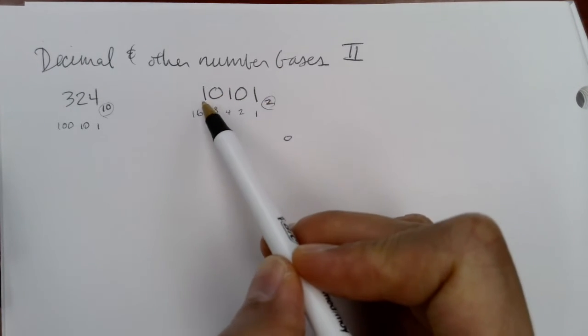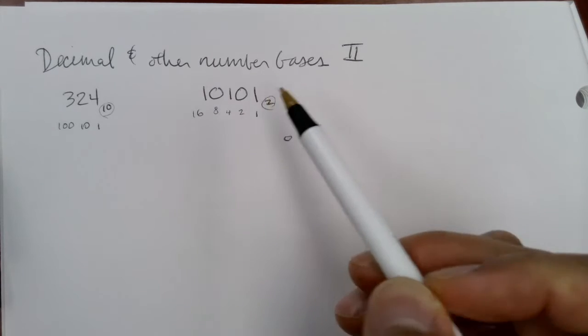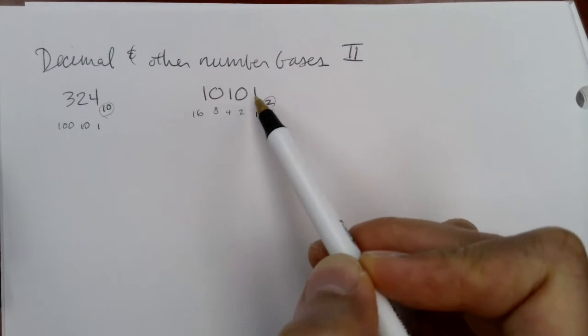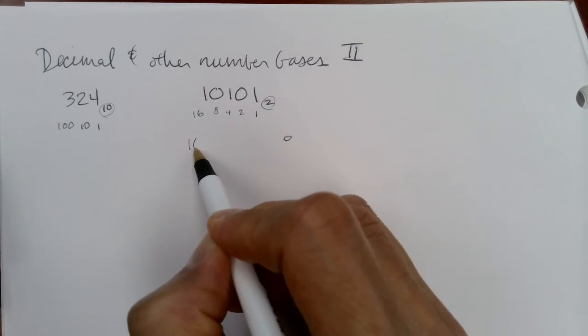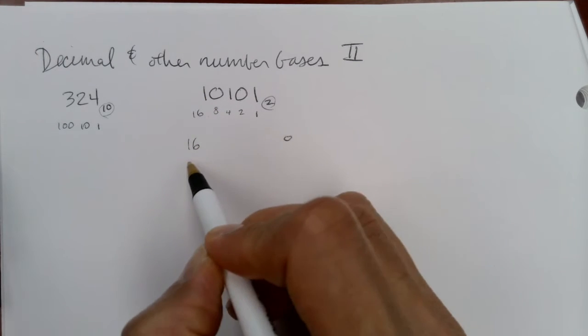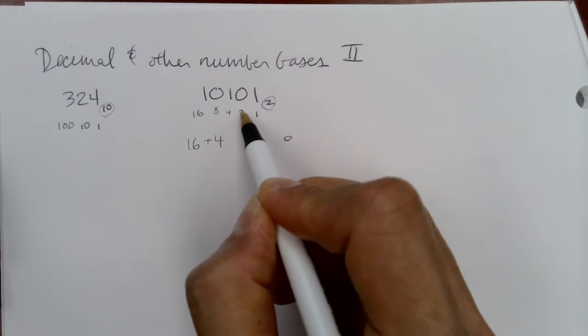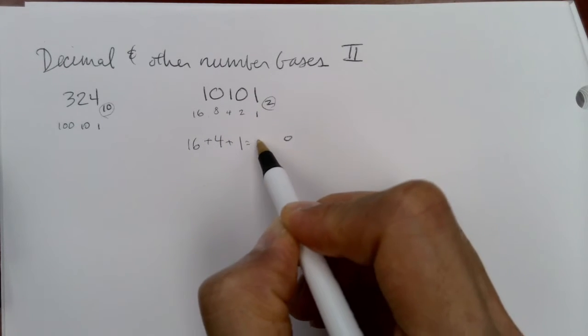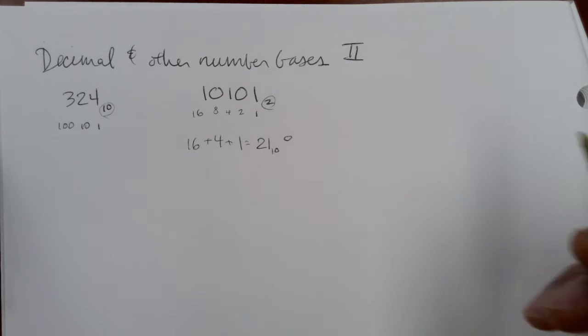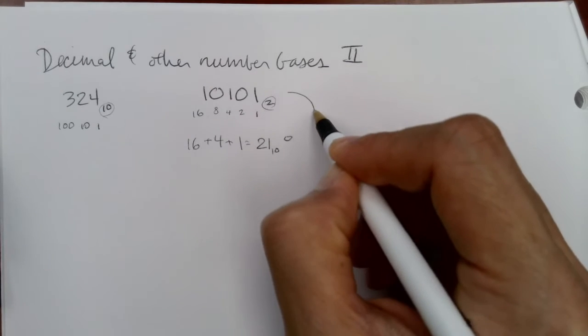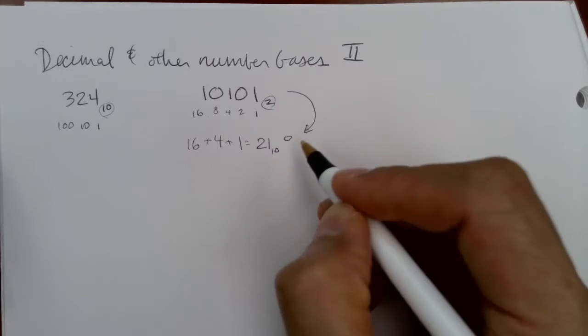So in base 2, if we want to translate this, well, if we're reading the value of this number, then this is 1 16, no 8s, a 4, no 2s, and a 1. This is the number 21 in decimal. So that's going from binary to decimal.